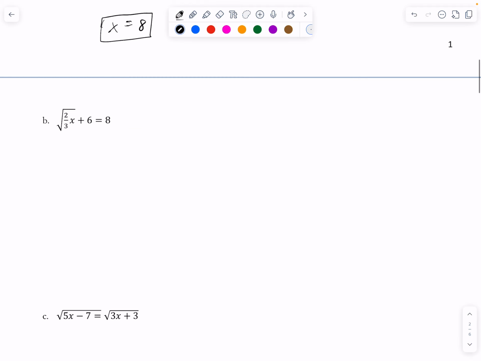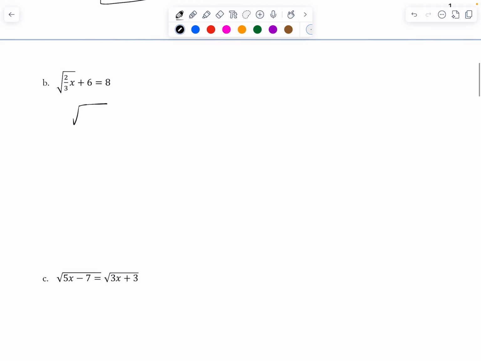Let's do letter B. All right, moving the 6 over with subtraction, I have the square root of 2/3 x equals 2. I'm going to raise both sides to the second power, which gives me 2/3 x equals 4. I want to get rid of that fraction in front by multiplying both sides by the reciprocal. So now we have just x on the left side and 4 times 3 halves. You can think of it two ways. You could do 4 times 3 divided by 2, or you can actually look diagonally and do 4 divided by 2 first and then times 3. Either way, you should get 6.